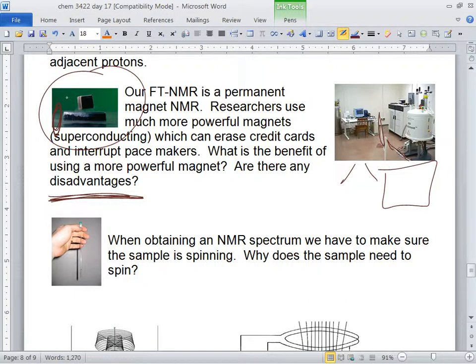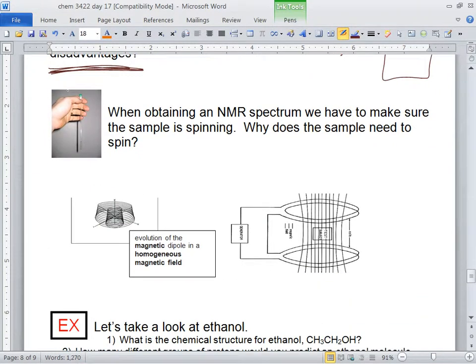When obtaining an NMR spectrum, you recognize this, don't you? Yeah, an NMR tube, a thin, narrow glass tube. When obtaining an NMR spectrum, we have to make sure the sample's spinning. Why does it need to spin? Now there are some complex diagrams down here that give you the answer.